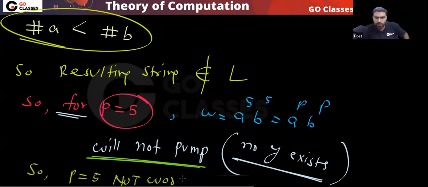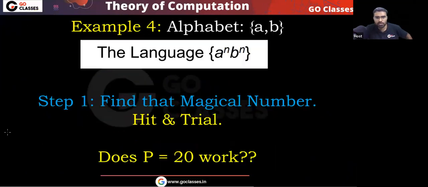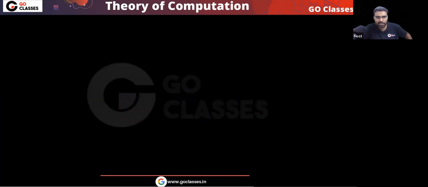Not working. So p equal to 4 is also not working. P equal to 5 is also not working. You tell me, let's not take one by one. See, p equal to 4 is not working, p equal to 5 is not working. Now let's directly take p equal to 20. Will it work? Let's check p equal to 20. It will also not work.